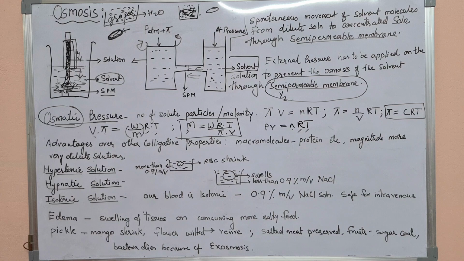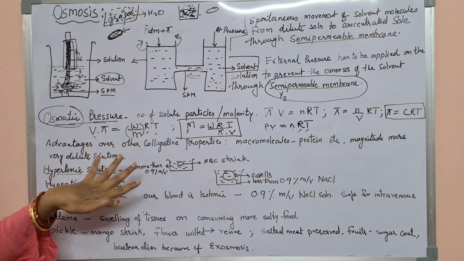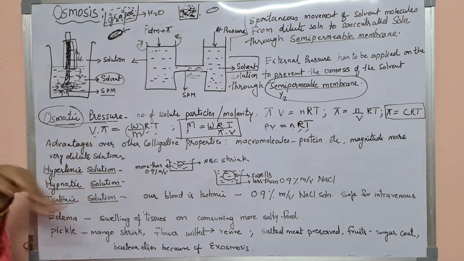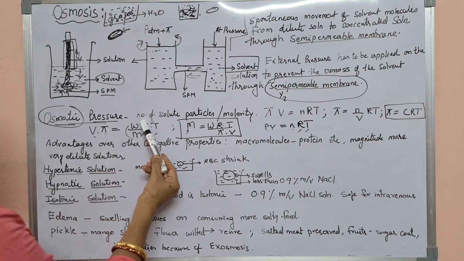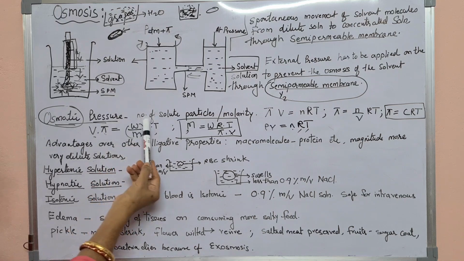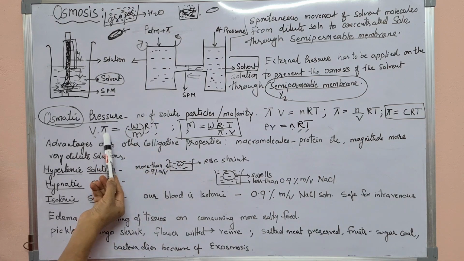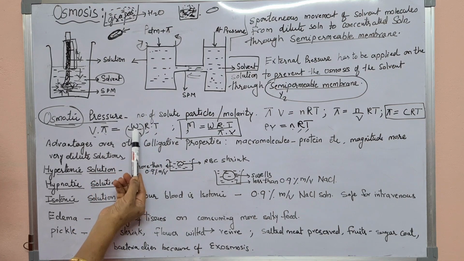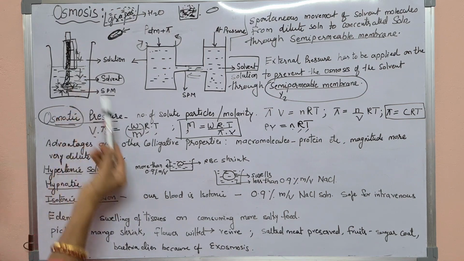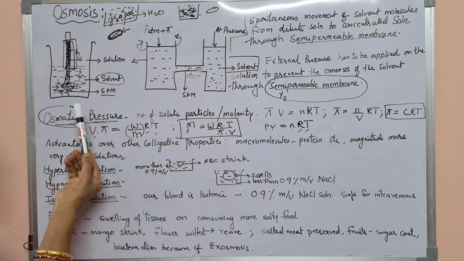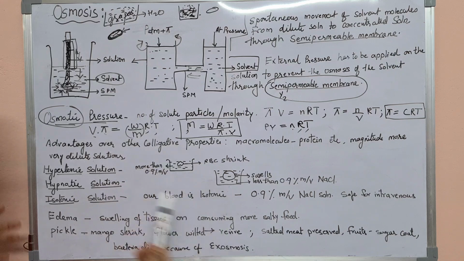Fine? So this is how we can prove that yes, osmotic pressure is a colligative property. Because what is a colligative property? We have studied in the definition that colligative properties are the properties which depend upon the number of solute particles. So here we have proved that pi is proportional to m. It depends upon the concentration of the solution. So hence it is a colligative property.